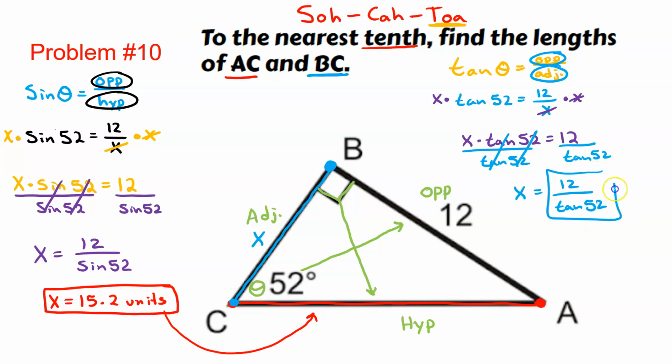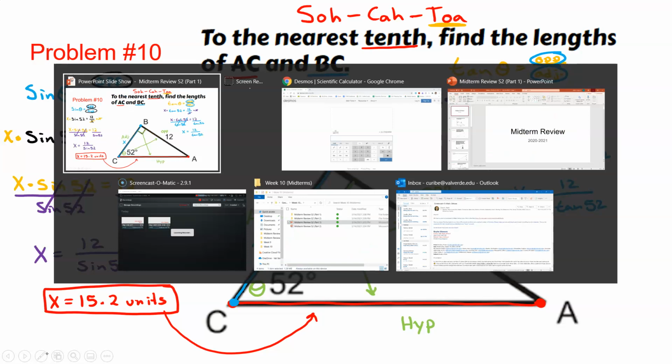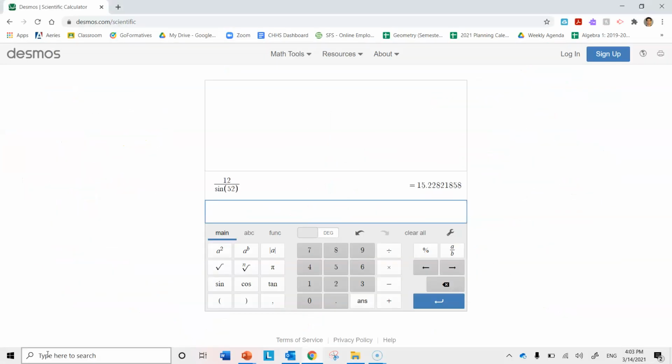Again, if we can correctly plug that in, it will tell us the distance from B to C. So what is 12 divided by sine of 52? I thought I had done it, but it was tangent of 52. 12 divided by tangent of 52, that is equal to 9.37.